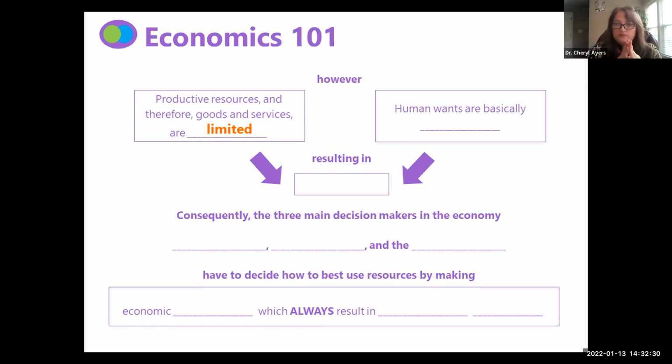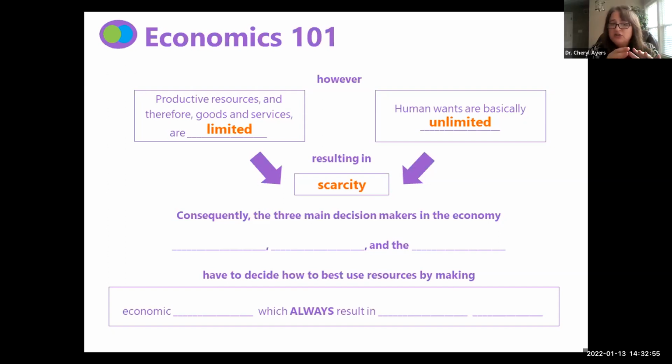However, the human wants, in theory, we can never get enough, are unlimited. And so when you have limited resources colliding with unlimited human wants, it creates the whole impetus for economics. The whole reason we study economics is because of this S word, scarcity.